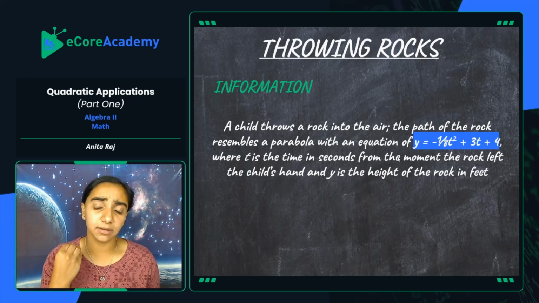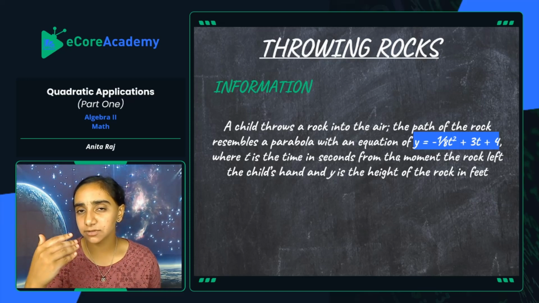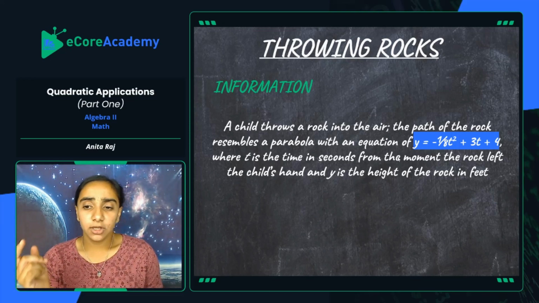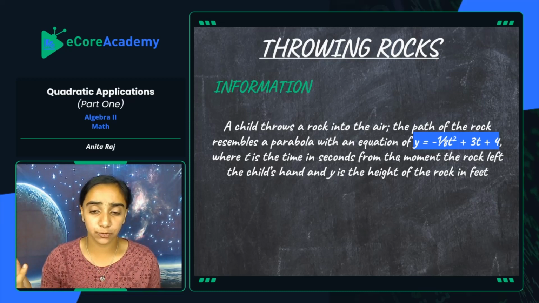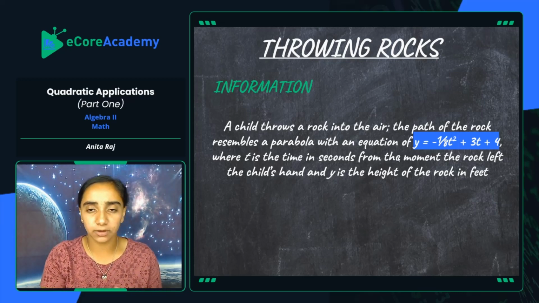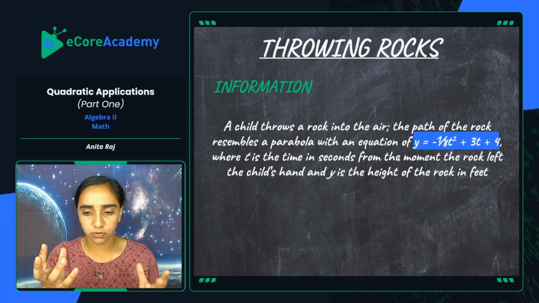Your t is the amount of time, your independent variable, your x coordinate. So as soon as that rock left the child's hand, someone started the clock, and t is recording how many seconds it's been since the child threw the rock, and y is the height of the rock in feet. So at one given time, which is your x coordinate, the rock is y feet up in the air. So that's the relationship between the two.